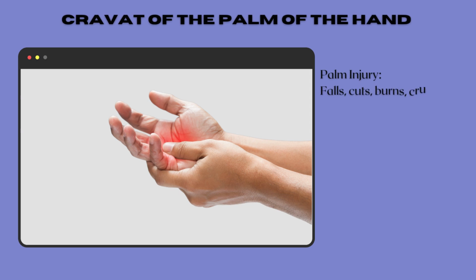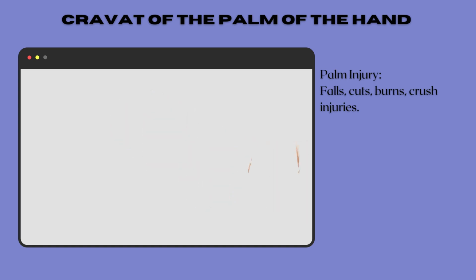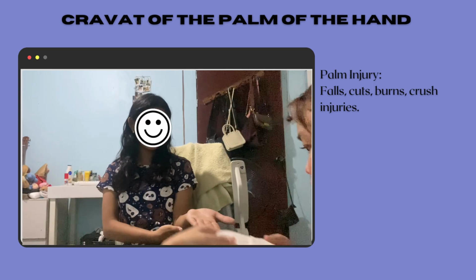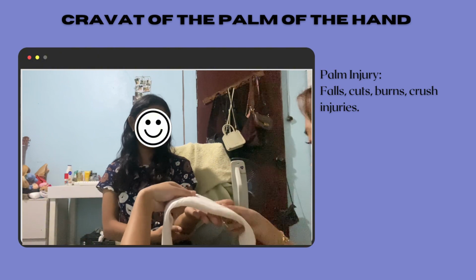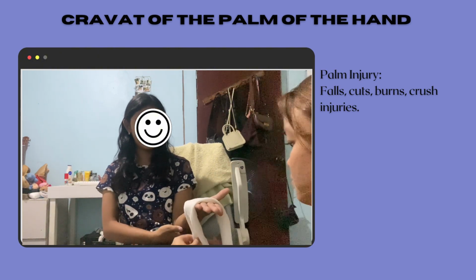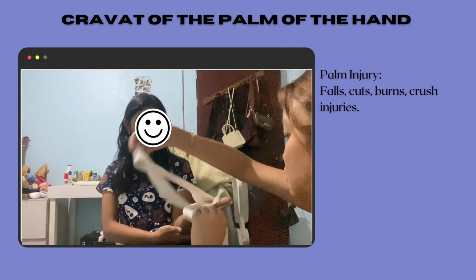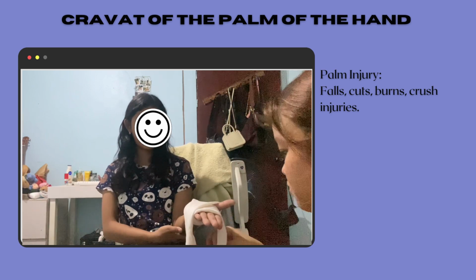Palm injury. Possible incidents leading to these injuries are falls, cuts, burns, and crush injuries. Procedure for the cravat on the palm of the hand. Put dressing and apply pressure, cravat apex side, and apply the bandage. Lay the middle of the cravat over the palm of the hand with the ends hanging on each side.